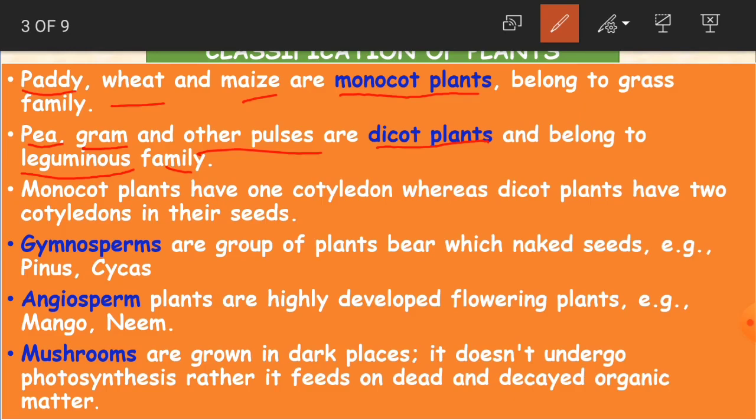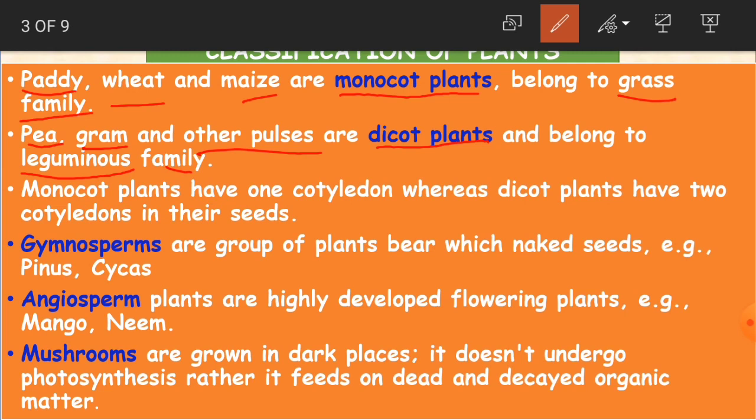In these plants, you can see seeds in pods, and you will also have flowers. Whereas in the grass family, you do not have any flowers. But in leguminous plants, you can see flowers and seeds in pods. Pods, children, what do you mean by pod? It is a long green part of the plant inside which you can see the seeds.